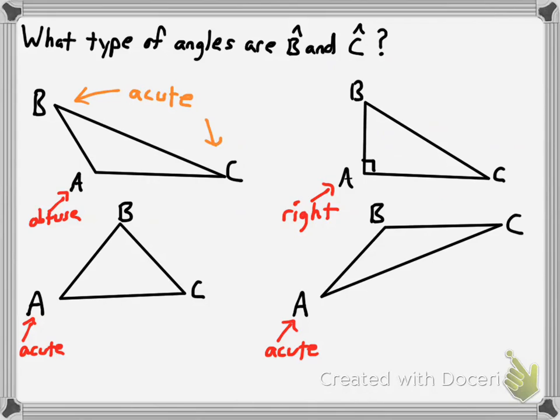You can't have a right angle and an obtuse angle within a single triangle. So if you know that angle A, the angle that's given to you, is a right angle, you again know that the other 2 angles have to be acute. However, if we're talking about angle A being an acute angle, then it's unclear what kind of angles B and C can be. All right?